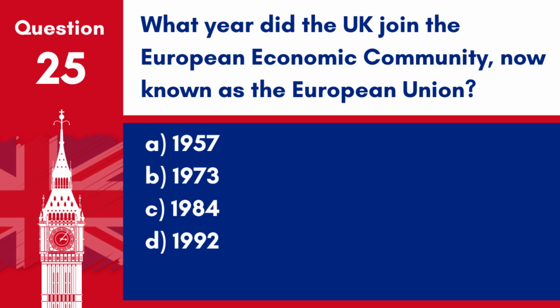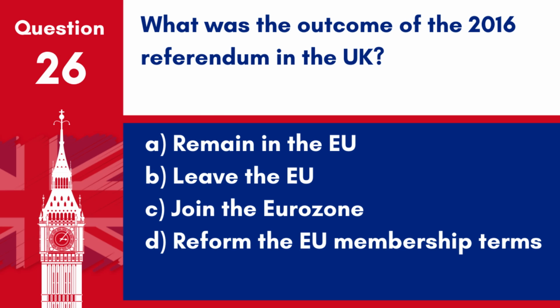Question 25. What year did the UK join the European Economic Community, now known as the European Union? A. 1957. B. 1973. C. 1984. D. 1992. Answer: B. 1973. The UK joined the European Economic Community, which later became the European Union, in 1973. Question 26. What was the outcome of the 2016 referendum in the UK?